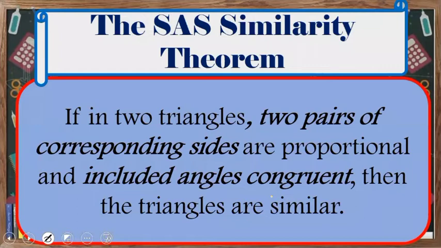Next, the SAS similarity theorem. S stands for side, A for angle, and S for side. So if in two triangles, two pairs of corresponding sides are proportional, remember the corresponding sides are proportional, and the included angles are congruent, alright, so included angles must be congruent here, then the triangles are similar.